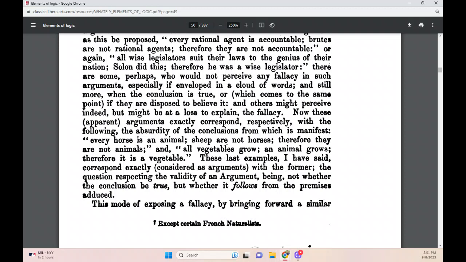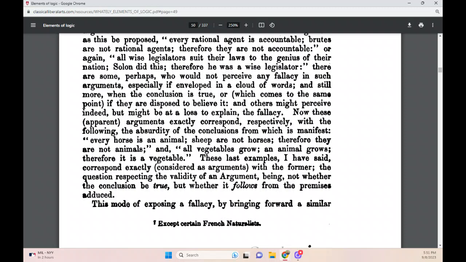So if we have a circle that represents all of the growing things, vegetables would be a smaller circle inside that circle. We then learn an animal grows, therefore an animal is a vegetable. But if we think of the diagram of that argument, we'll see that that's not necessarily true.